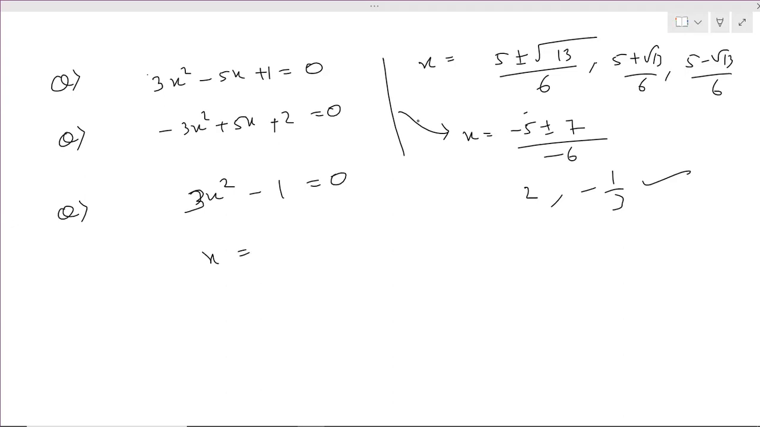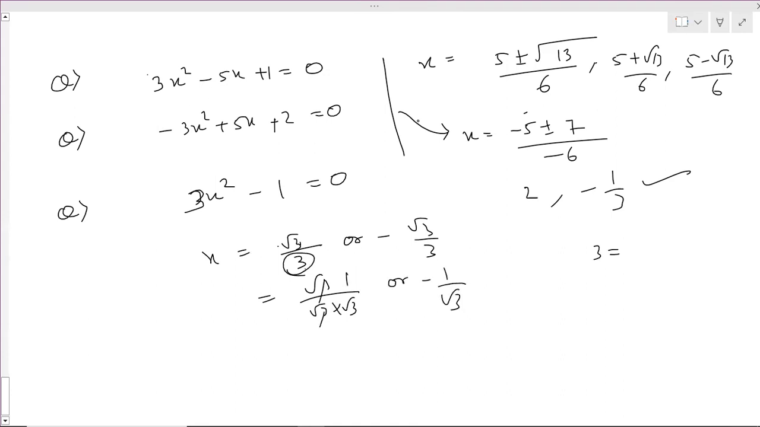Plus or minus root 3 by 3, since the equation is 3x square minus 1 equals 0, right? So root 3 by 3 or negative root 3 by 3. Root 3 by 3 you can write as root 3 into root 3 in the numerator over 3 root 3, so 1 by root 3 or minus 1 by root 3. All right. Clear? Yes.